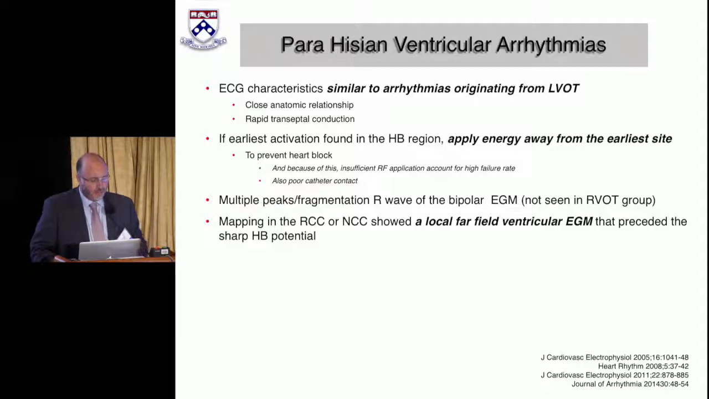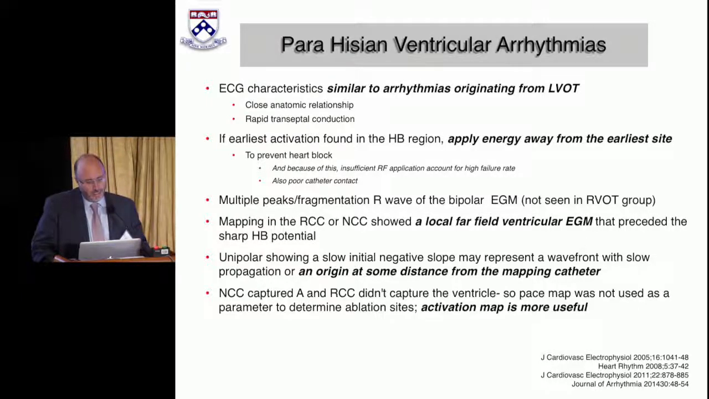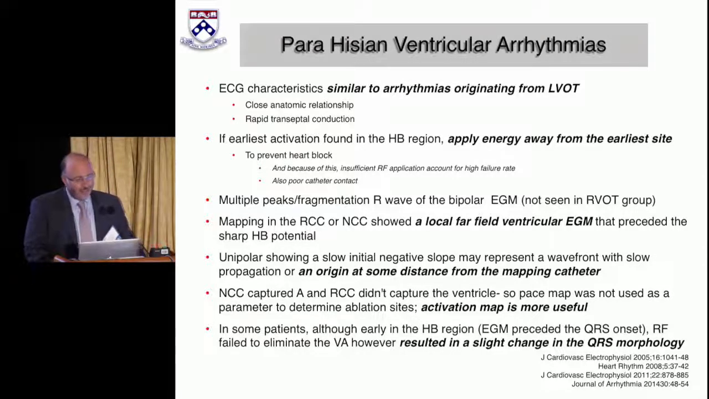If you map other places, and in some papers they did that, you see a far-field electrogram that's earliest on the sharp His potential. We suggest that it may not be coming from the His, but from somewhere else. And when you look at the unipolar electrograms on these studies, it was a slope that was not very fast, suggesting that you were not at the right place where you needed to ablate, or perhaps at the focal origin of the arrhythmia. Pace map here doesn't really work, so when we're going to talk about this, I think we need to focus on activation maps. So it's very important that the patient comes to the lab with arrhythmia. And this, I think, opened the eyes for me for anatomy in this region.